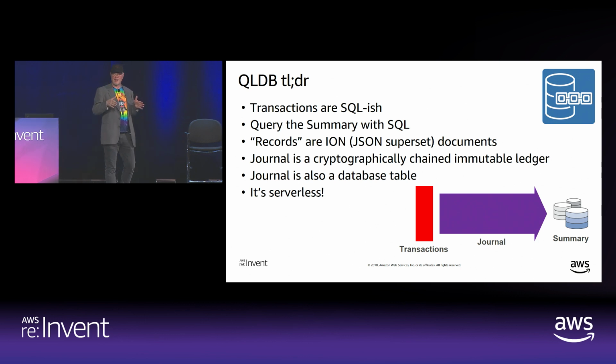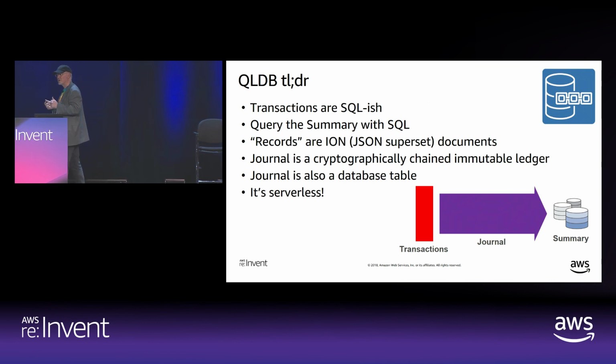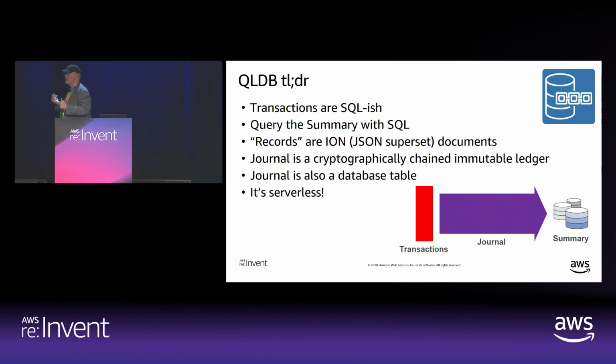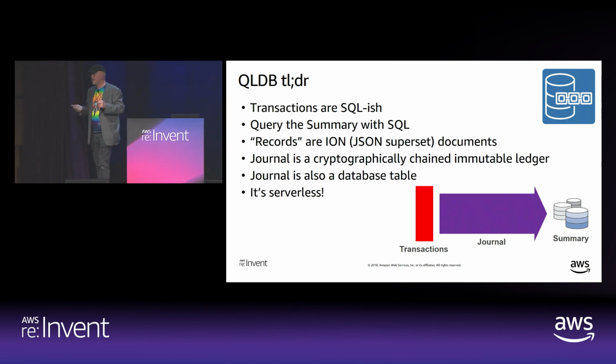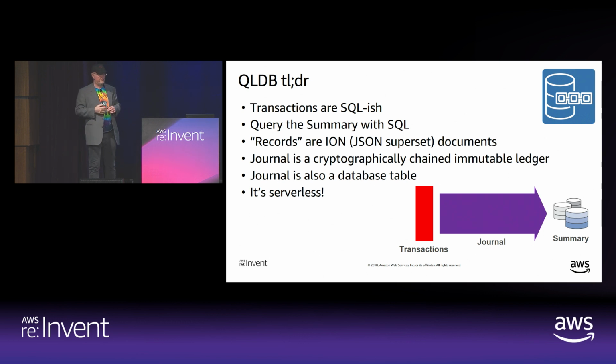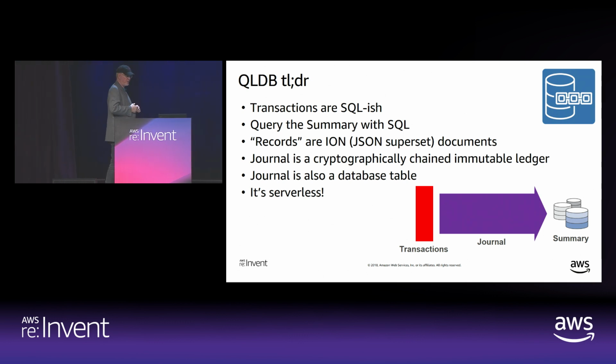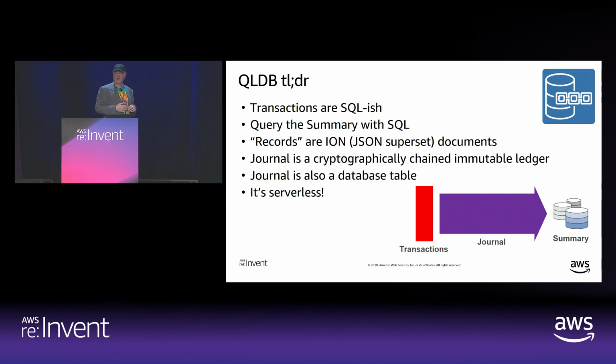The data are documents. I don't know if you've ever noticed Ion. We shipped it a couple of years ago. It's a JSON superset with a few extra numeric and timestamp data types. And of course, it's cryptographically chained, which provides a lot of the semantics that the people who are blockchain boosters like to talk about, but it is not a distributed consensus thing. So it's not a blockchain in the slightest. It's just a database. And most important of all, it's serverless. You tell it what your tables are, and you just start dumping data into them and querying them, and we take care of scaling it out. It's a really nice piece of technology.